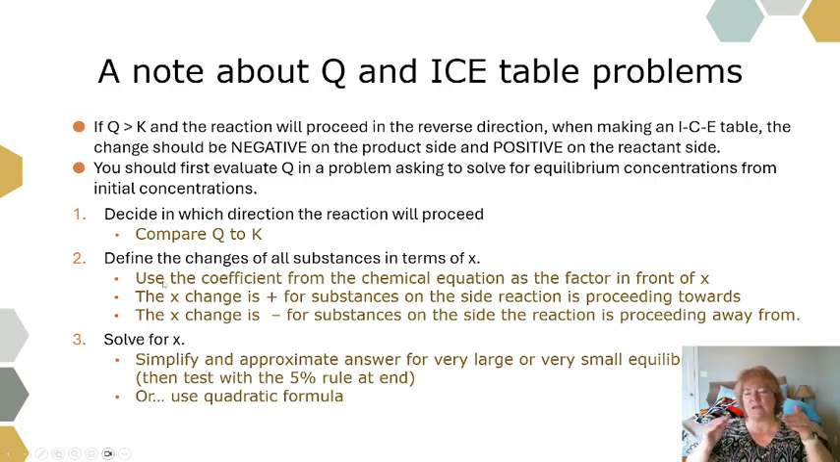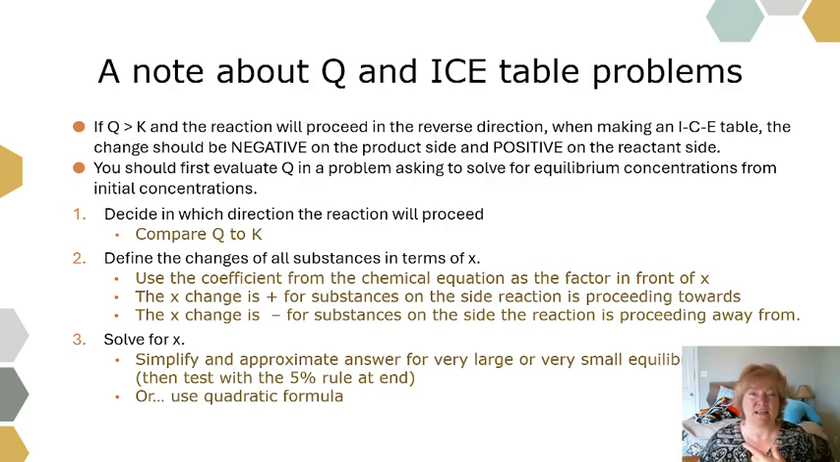Use the coefficients from the chemical equation as the factor in front of X in the change row of my ICE table. It's going to be positive for substances on the side that the reaction is proceeding towards and negative on the side it's going from. So in other words, if Q is less than K, it proceeds in the forward direction. I'll have negative values for the reactants and positive values for the products in the change row. If Q is greater than K, I will have negative X values for the products in the change row and positive values in the reactant row.